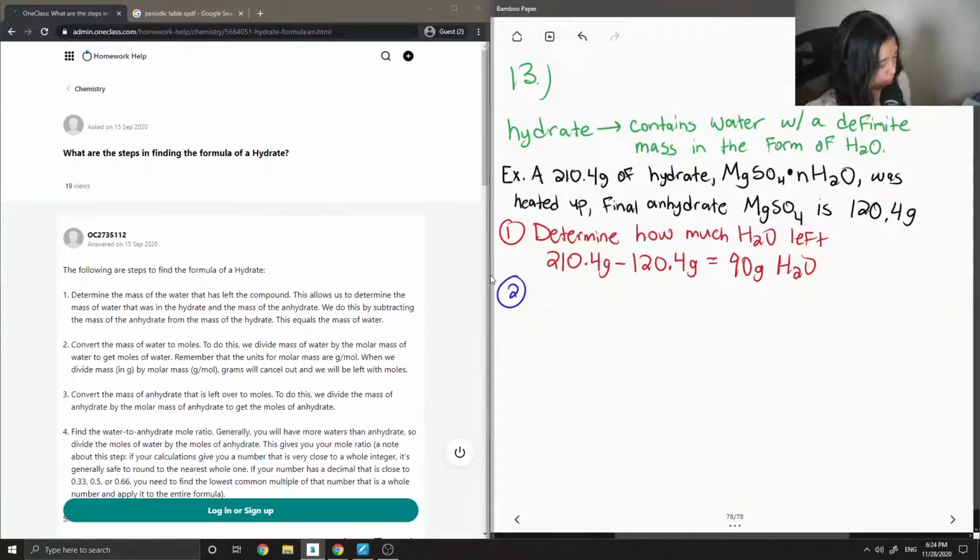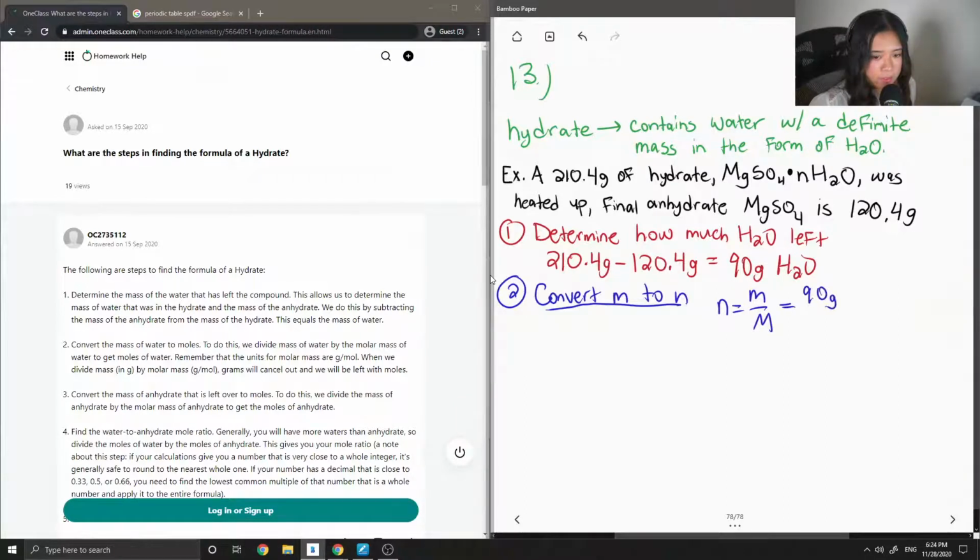So step 2 is to convert mass to number of moles. So we do that using N is equal to mass over molar mass. So we found the mass of water to be 90 grams, and the molar mass of water is 18.02 grams per mole. So therefore we have a number of moles of 5.